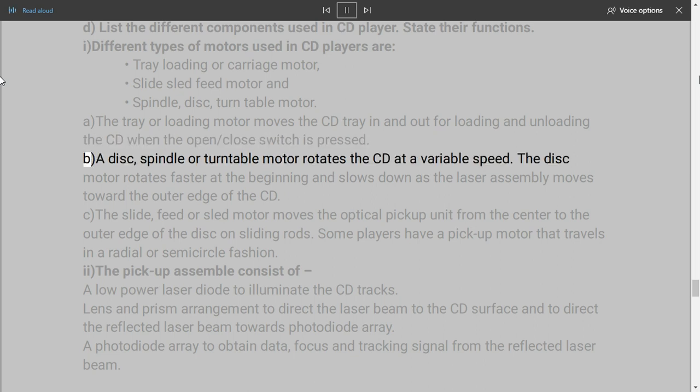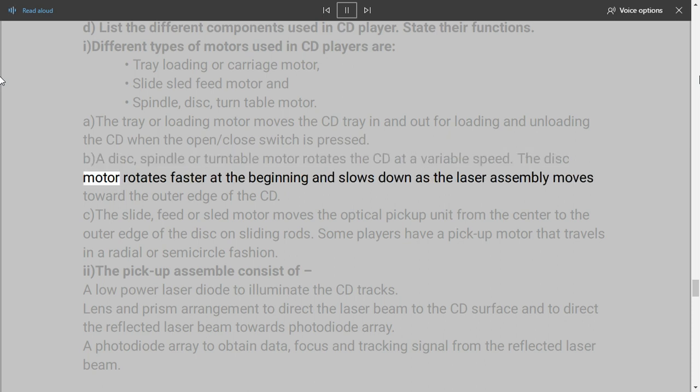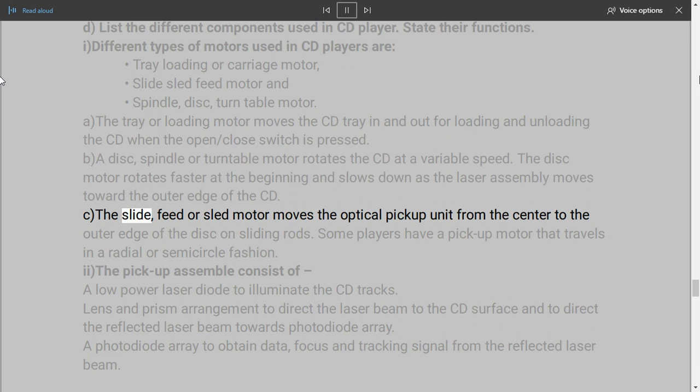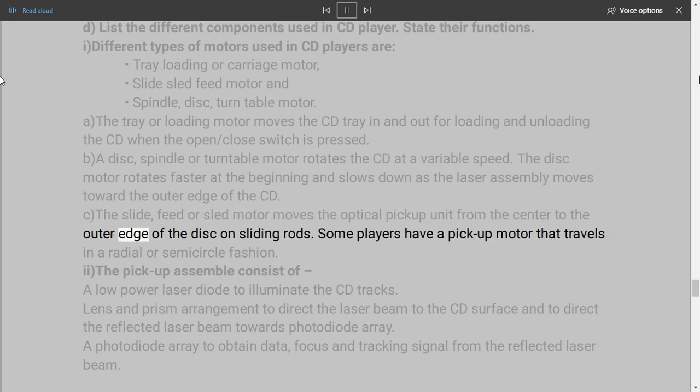B. A disc, spindle or turntable motor rotates the CD at a variable speed. The disc motor rotates faster at the beginning and slows down as the laser assembly moves toward the outer edge of the CD. C. The slide, feed or sled motor moves the optical pickup unit from the center to the outer edge of the disc on sliding rods. Some players have a pickup motor that travels in a radial or semicircle fashion.